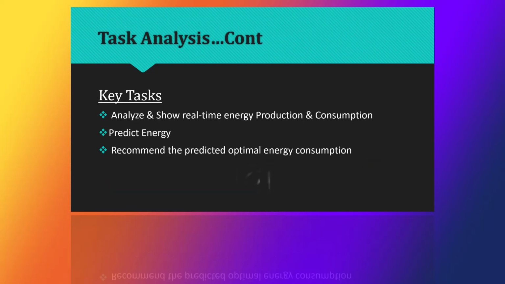Okay, so when we come to the key tasks, what we have is analyze and show real-time energy production and consumption of the solar energy, predict the energy production and consumption so users can optimize their usage and schedule of energy production and consumption, and to recommend the predicted optimal energy consumption for the users. So that's how the system is going to help the users.